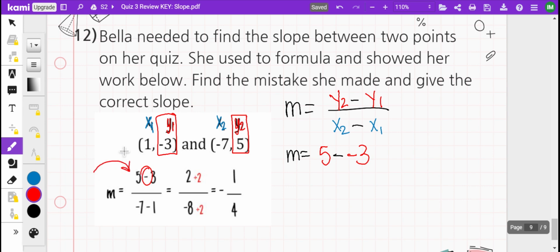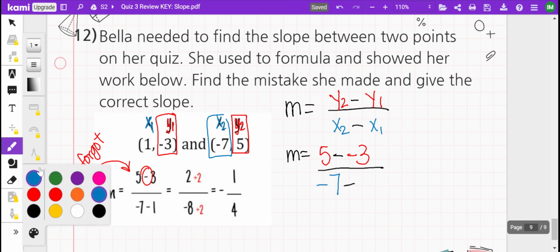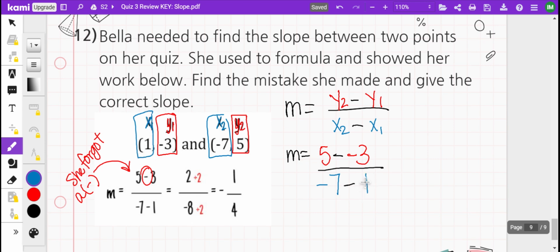She forgot a negative or a minus. Okay, so let's continue because we still have to find the correct slope. In the bottom, she did x2, which is negative 7, minus x1, which is 1. So she didn't mess up in the bottom, but she did mess up in the top.